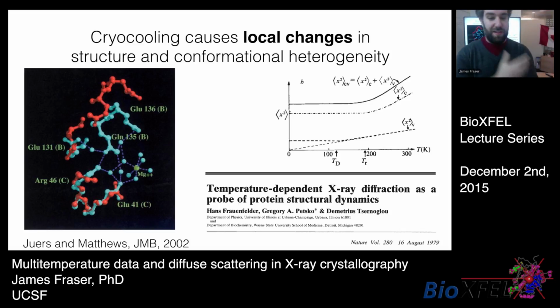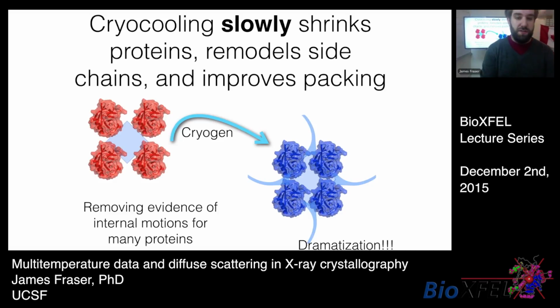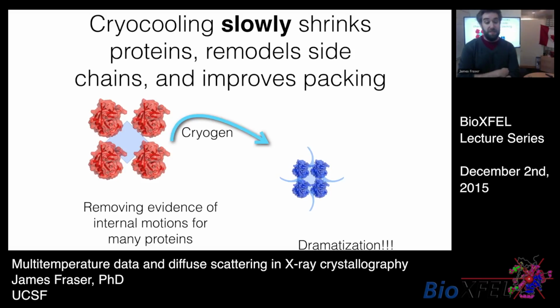And this idea really has been around for a while. One of my favorite classic papers from Hans Frauenfelder and Greg Petsko looks at the evolution of B factors as a proxy for conformational heterogeneity and how that changes as a function of temperature. And they really found this classic hockey stick-like relationship around 200 Kelvin where the B factors stop evolving in a temperature-dependent way. So the big conclusion from all of this is that cryocooling slowly shrinks the proteins and remodels the side chains and can improve the packing in the crystal lattice. But the downside is that it's going to remove evidence of these internal motions, internal conformational heterogeneity for many proteins. And here I'm showing just a very dramatic shrinking of a crystal lattice as it's exposed to the cryogen.